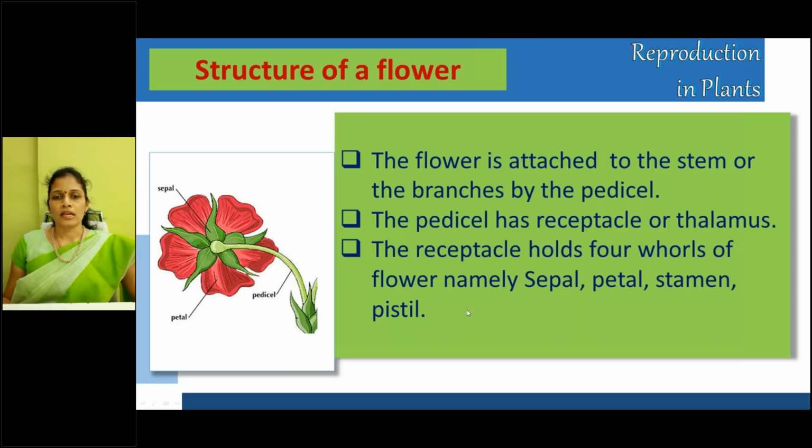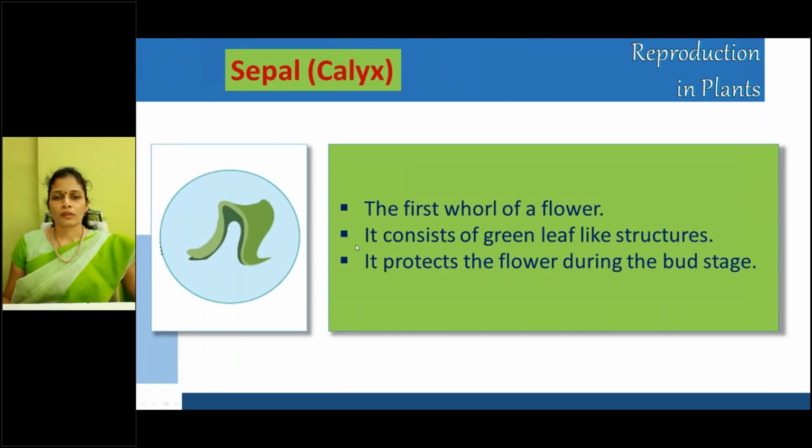Let us see the next slide. What is this part, children? See, it's a sepal. The other name of sepal is calyx. The first whorl of the flower is the calyx, and it consists of green leaf-like structures. It protects the flower during the bud stage. What is the function of the sepal, children? It protects the flower during the bud stage.